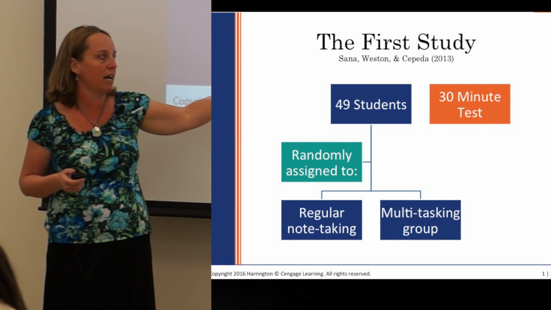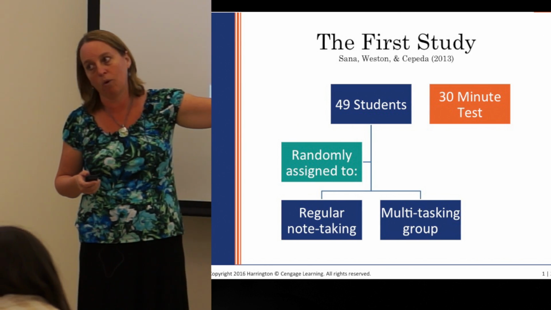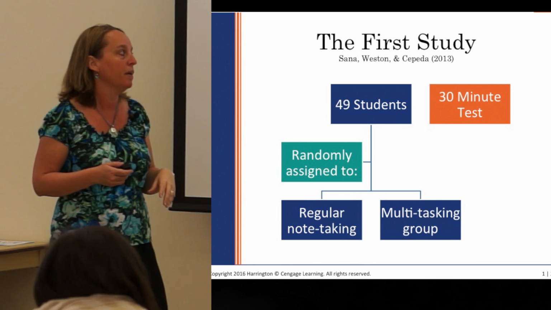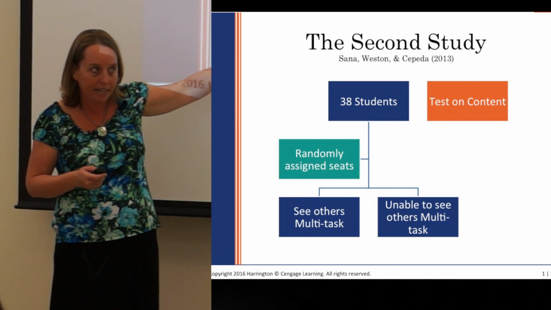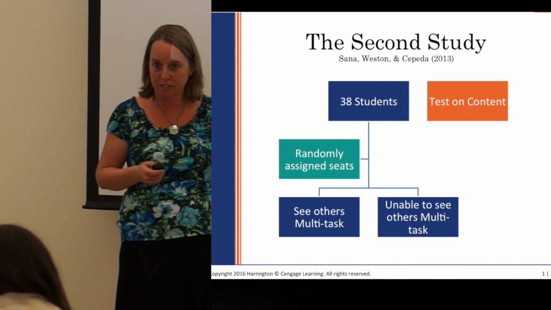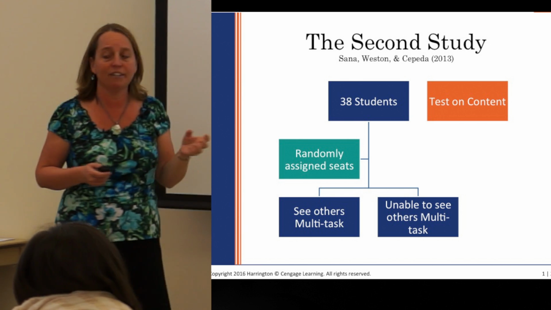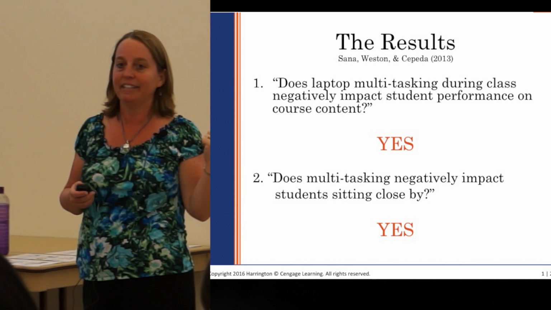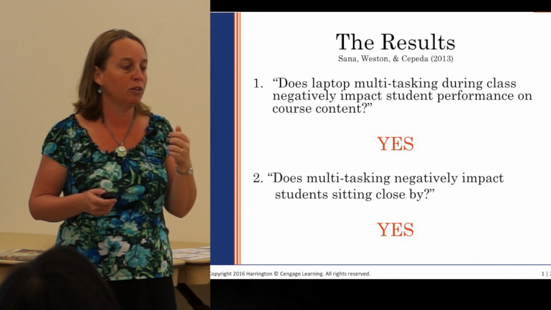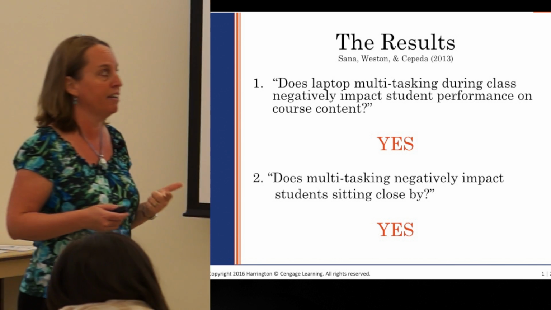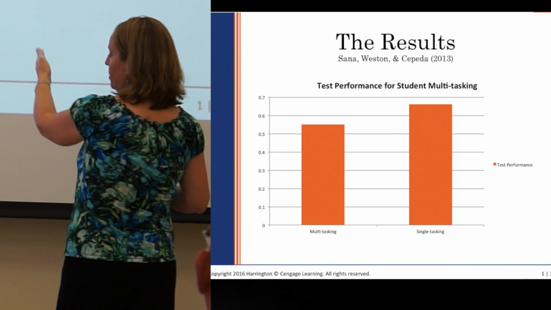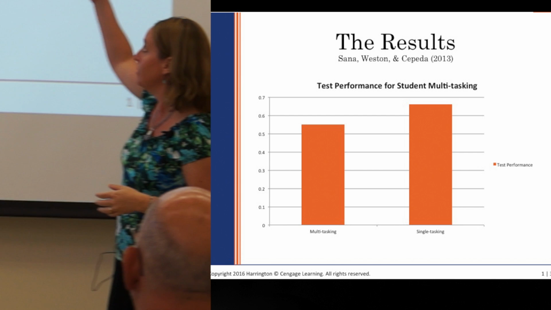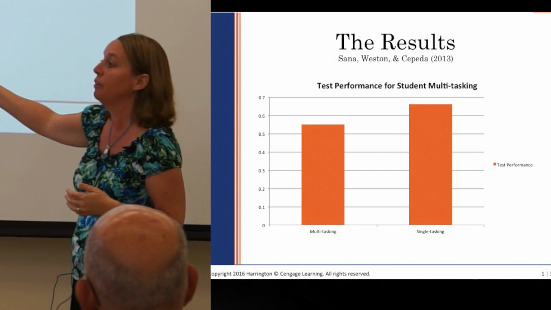And then you tell them about how the study was set up and how folks were randomly assigned to either take notes without multitasking or be in the multitasking section. Then they also had a second study where you could either see people multitasking or you couldn't. So they had two different studies within this particular article. And the answer to the question was yes and yes. It did negatively impact performance, not only of the student, but also of the other students sitting near them. And here's the test performance for the folks who were multitasking versus single tasking. You can see that by single tasking, you were going to really outperform the multitasking group.